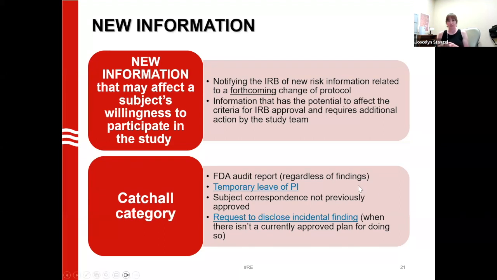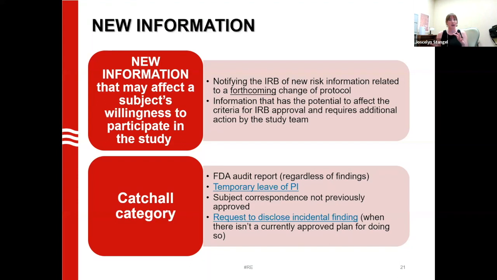Temporary leave of the principal investigator can be submitted as a new information report. We would not require a change of protocol if the PI is expected to return and resume their responsibilities. Our changes in principal investigator guidance outlines when it's a change and when a new information report can be submitted. You can also submit a new NI report if you have subject correspondence not previously approved by the IRB. This does not mean recruitment material or consent materials. Those come in as changes of protocols.